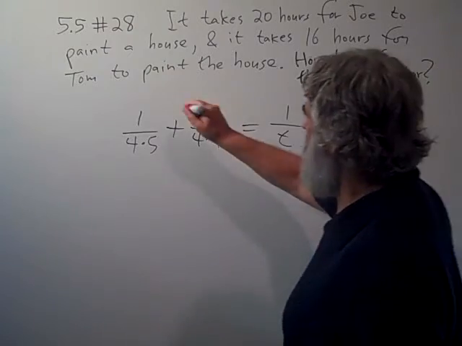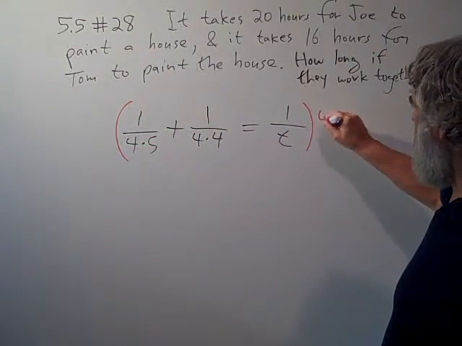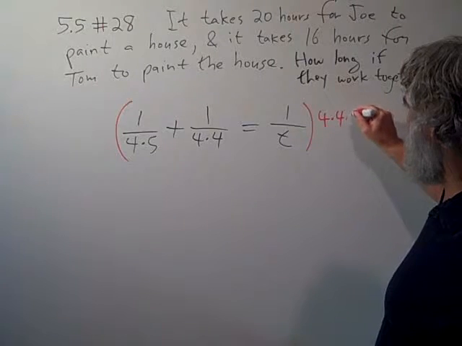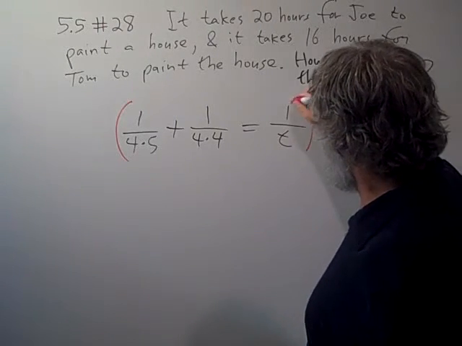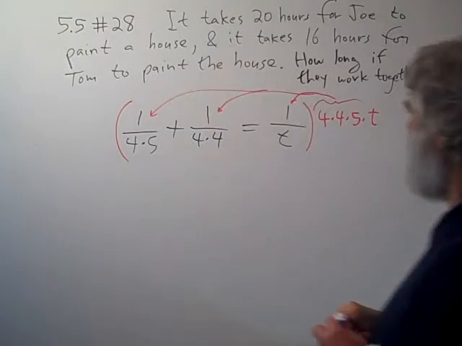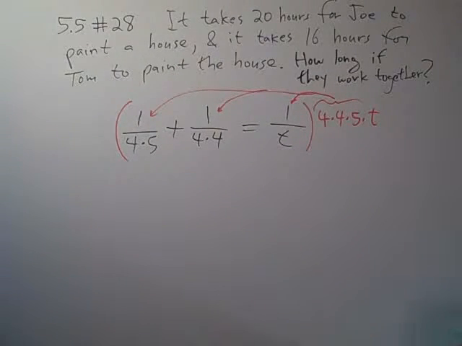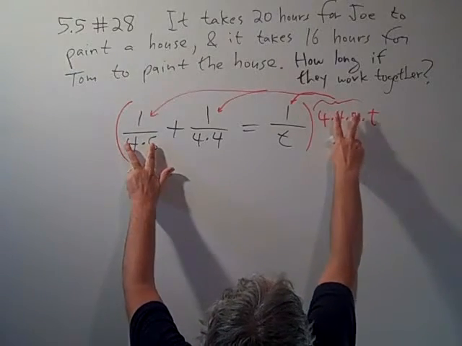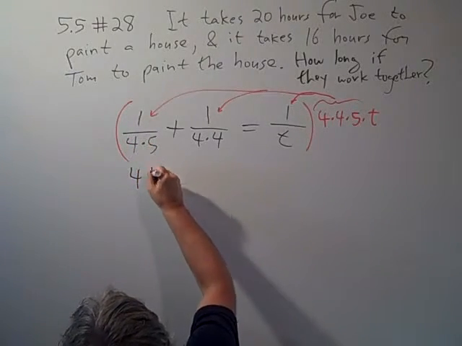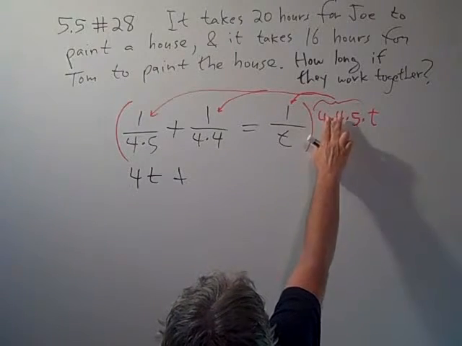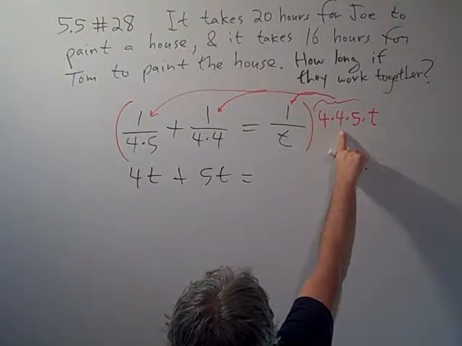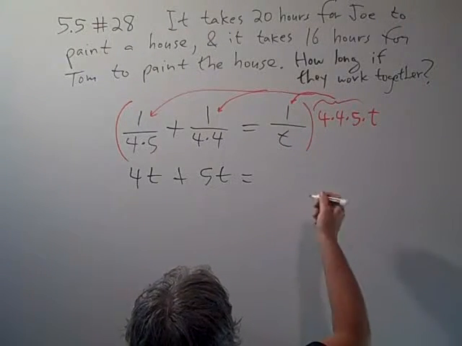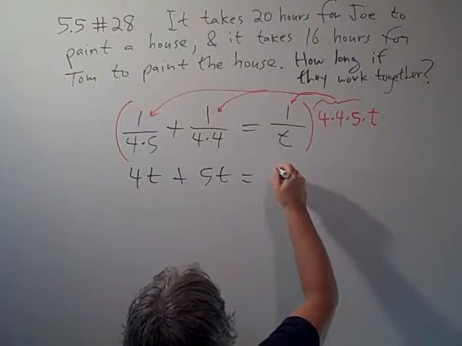If I multiply both sides of the equation by 4 times 4 times 5 times t, that will cancel out every denominator. So this expression gets distributed to each term. The first one, the 4 and 5 get canceled out, and we're left with 4t. Here, 2 4's get canceled out, so we're left with 5t. And on the right side here, the t is canceled out, so we're left with 4 times 4 times 5, which is 20 times 4, which is 80.